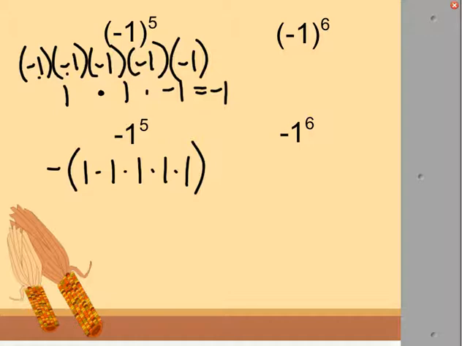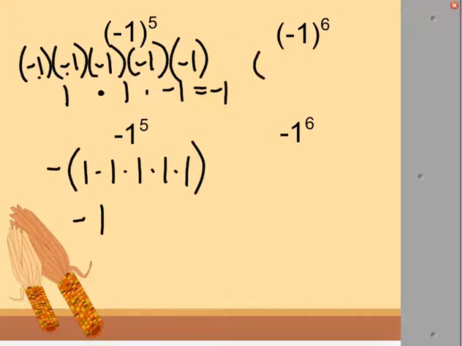1 is to the 5th power, not negative 1 to the 5th power. Because there are no parentheses, I am just saying that 1 is to the 5th power, not negative 1. So I still get a negative 1 in this case. But when we get to the right side, we see some big differences.